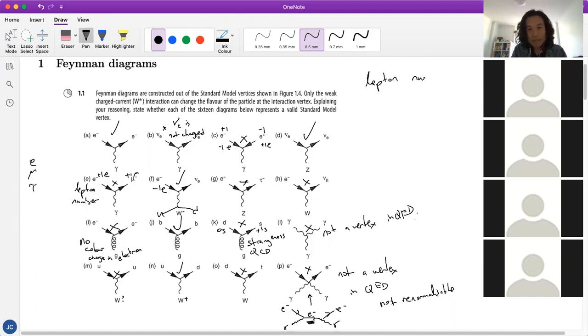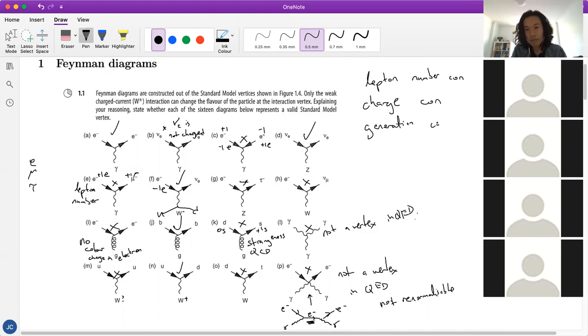lepton number conservation. You need charge conservation, of course. And what else did I say? Lepton number. That was the generation one. A generation one is pretty much the lepton number one. So like this one is, yeah, like generation.